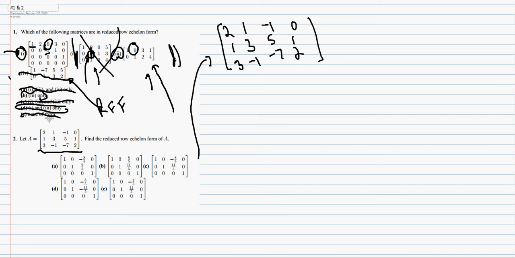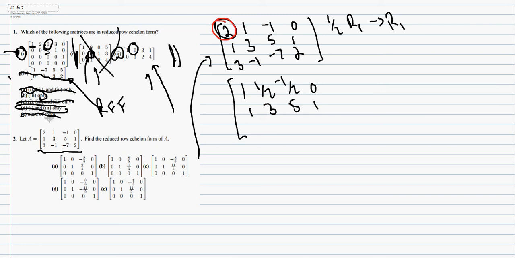To begin, what's the first thing we can do? What I like to do to begin is always simplify the first row to get a 1. So I would really like to simplify this right here and get a 1. So we can just do that by 1/2 times the first row, which changes the first row, right? And what does that give us? That gives us 1, 1/2, minus a half, 0, 1, 3, 5, 1, 3, -1, -7, and then 2. That's great.